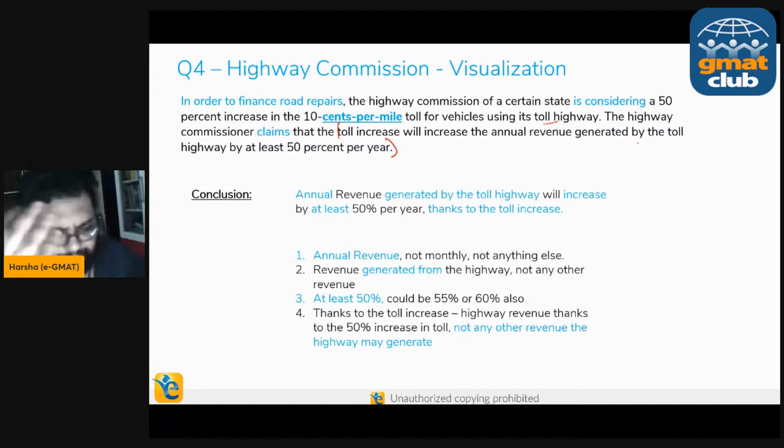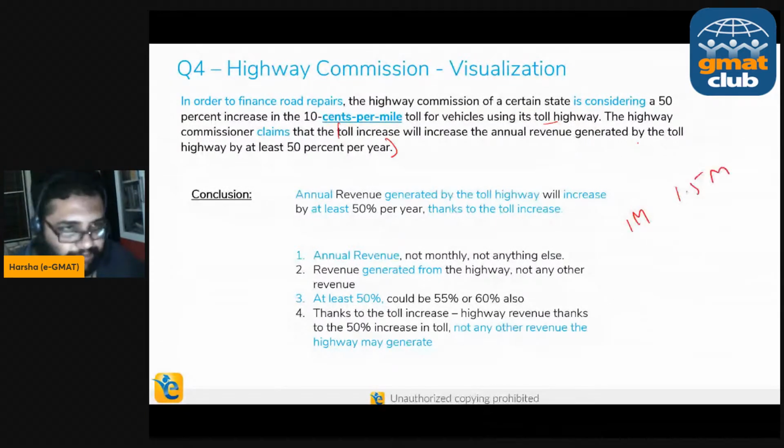No, revenue generated by this particular highway, that's the only focus here. The next point is important: at least 50%. It's not necessarily only 50%. For example, the author says that the revenue right now is 1 million, it's going to be at least 1.5 million, at least 50%. It could also be 1.6 million, it could also be 1.7 million, but it cannot be 1.3 million. This is what the author is trying to tell you.